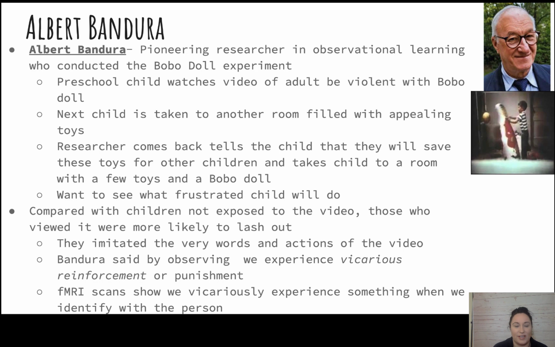fMRI scans show that we vicariously experience something when we identify with the person. That's important, and I would write that down. The more we identify with someone, the more we are likely to vicariously experience things through them. It could be a group identity, by gender, by skin color, by just common group, student, etc.